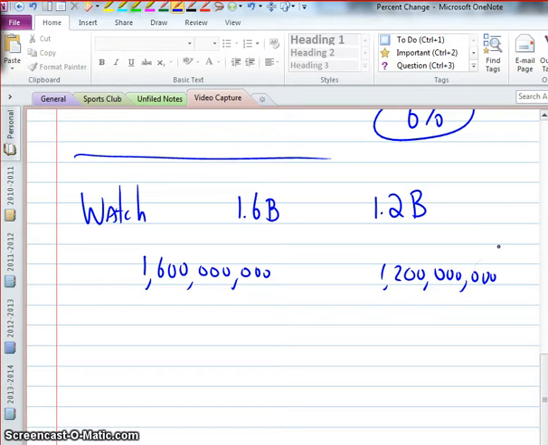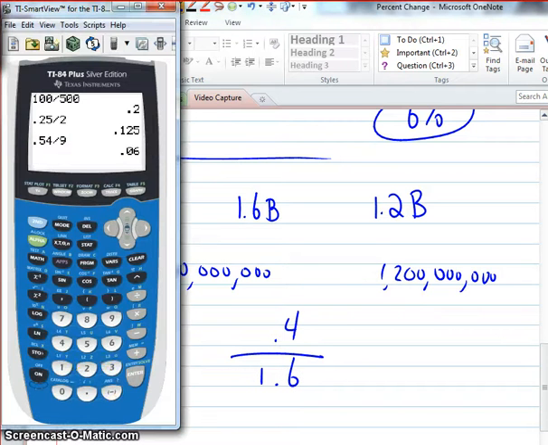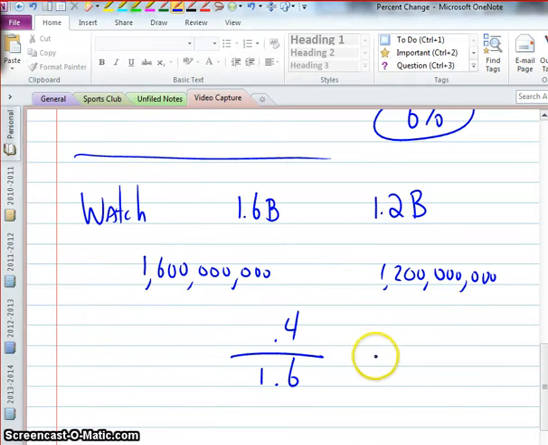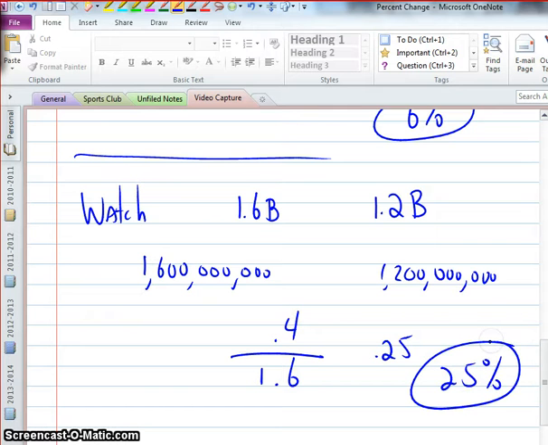So the question is, how many did they change? Well, they changed 0.4 billion, and originally they were 1.6 billion. So 0.4 divided by 1.6 is 0.25, which means that in the last 10 years, for example, watch sales have fallen 25%.